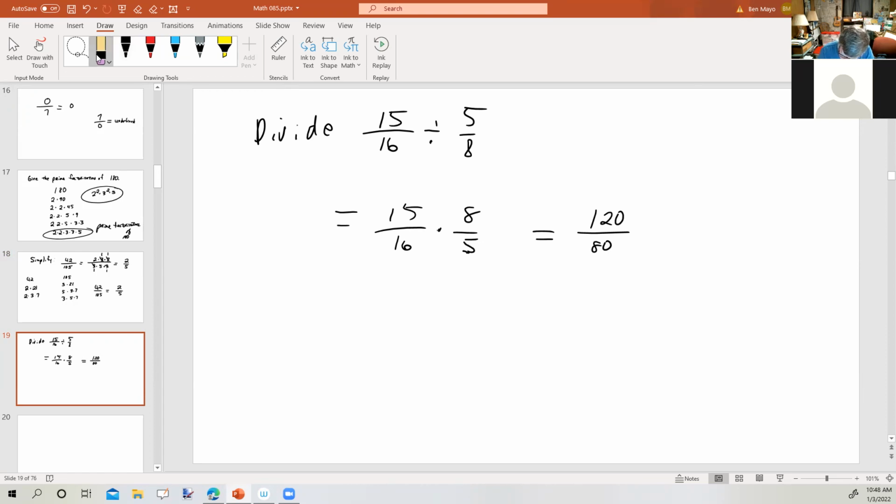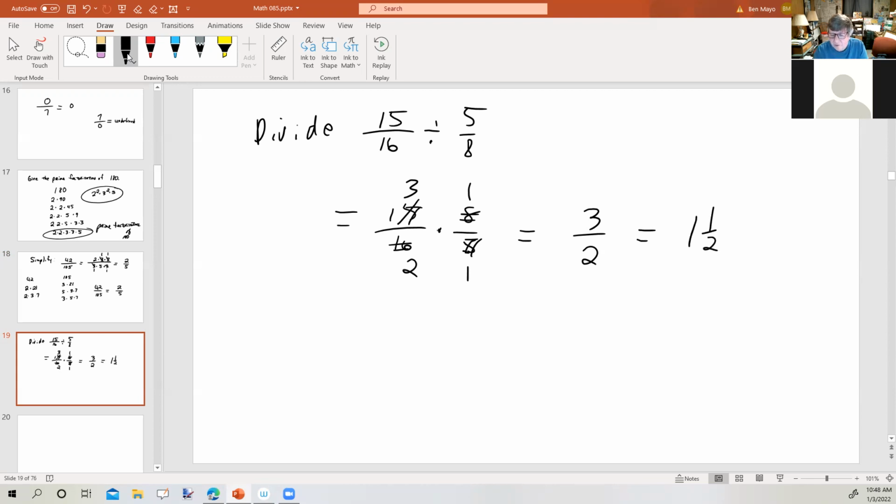However, we can pre-reduce, so to speak, and that is because we have a 15 over a 5, we can reduce that to a 3 over 1. And we have an 8 over 16, we can reduce that to 1 over 2. 3 times 1 is 3, 2 times 1 is 2, so we get 3/2. Now, we could also write that as a mixed number, though that's not always required. In fact, in algebra, we tend to avoid mixed numbers and tend to stick with fractions.